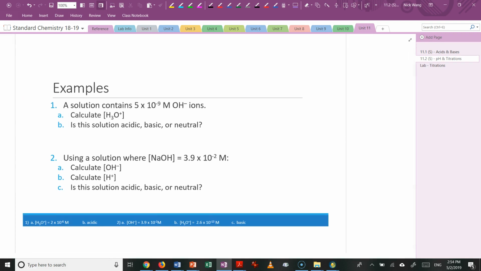Let's put this into action. So let's say we're given a solution that contains 5 times 10 to the minus 9th molar hydroxide ions. Number 1: calculate the H3O plus concentration. All right, well, let's go and see what we got.